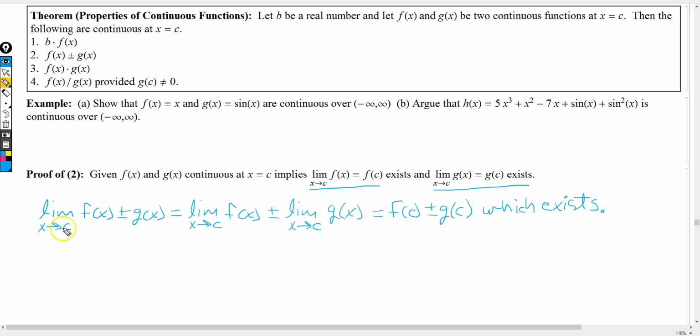And so the limit as x approaches c of f of x plus or minus g of x, we can distribute the word limit by our previous results for limits, like this. This part right here is f of c. This part right here is g of c, as we have written right here, which exists. And therefore, f of x plus or minus g of x is going to be continuous at x equaling c. So that's the proof of number 2, and the other ones are proved in a similar manner. So let's take a look at another example.